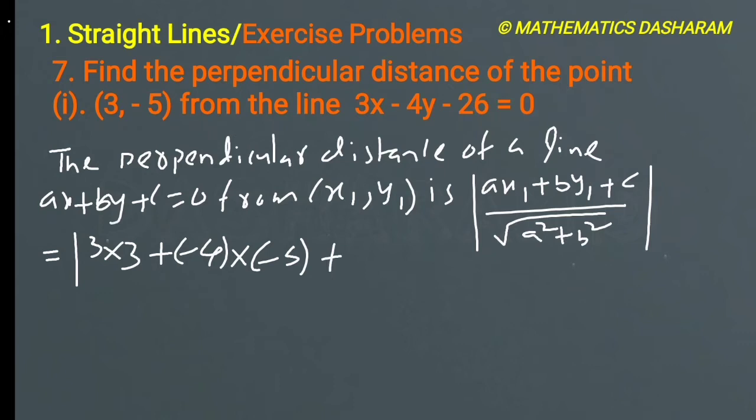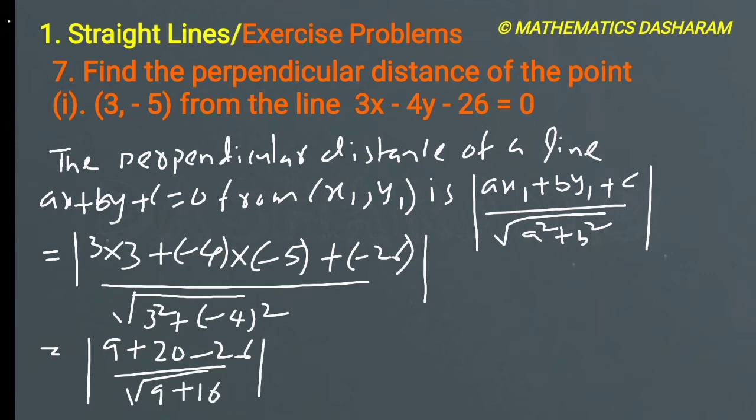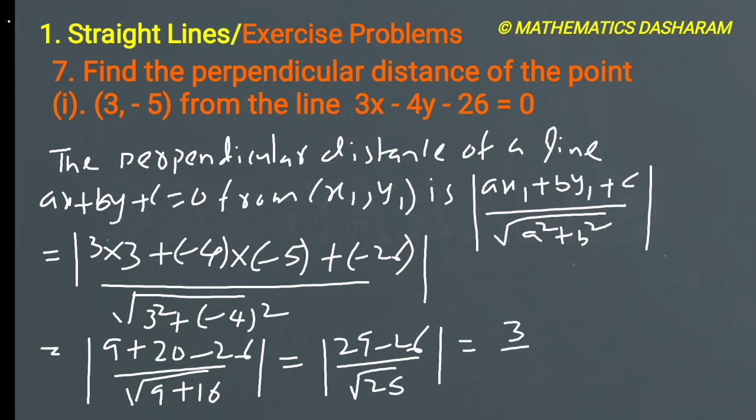Next, plus c means the constant number, that is minus 26, divided by under root a square plus b square. A means the x coefficient, 3 square, b means the y coefficient, minus 4 whole square. So it is equal to 3 3s are 9, 4 5s are 20, minus 26 divided by under root 3 square 9, 4 square 16. So it is equal to 9 plus 20, 29, minus 26, divided by under root 9 plus 16, which is root 25. 29 minus 26 is 3, by root 25, the answer is 5, mod. So it is equal to 3 by 5 units.